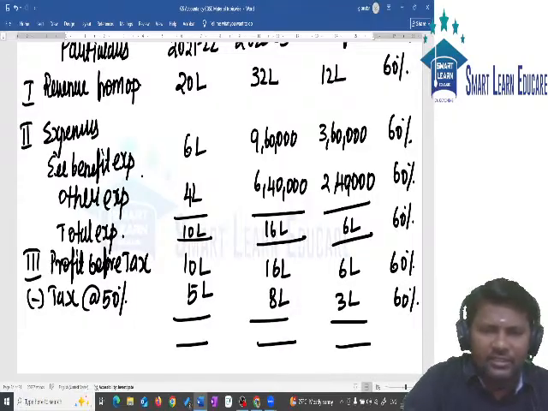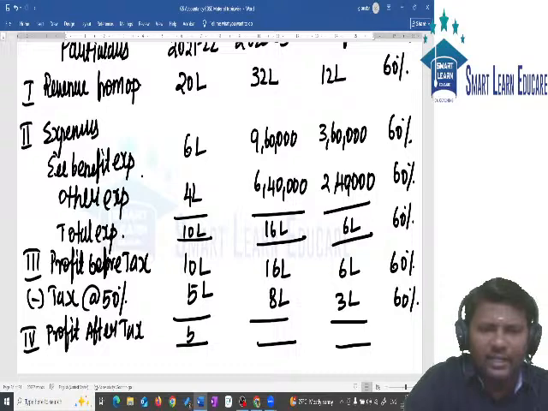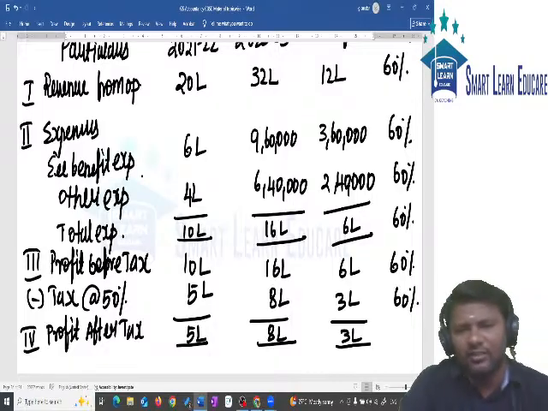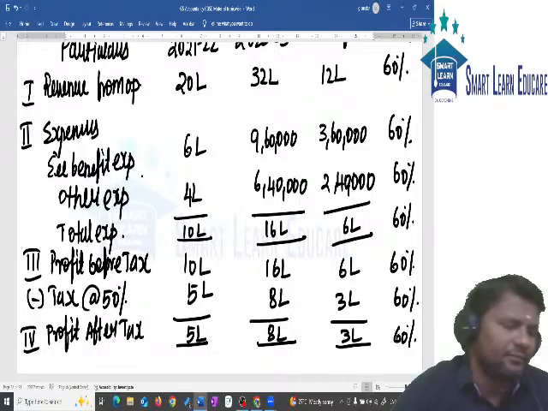So what is the final answer? It is the fourth Roman letter. It is profit after tax. 10 lakh minus 5 lakh will give you 5 lakh. 16 minus 8 will give you 8 lakh. 6 minus 3 is 3 lakh. And what is the percentage change? It is 60 percentage. That's all.